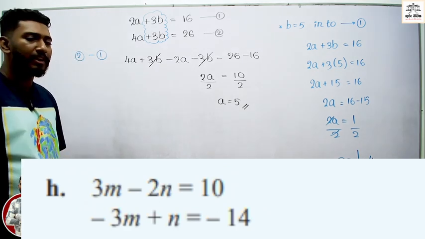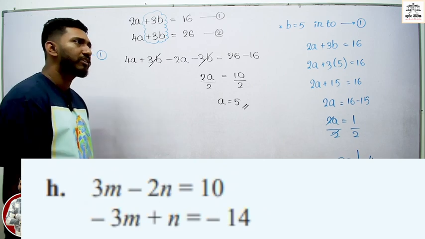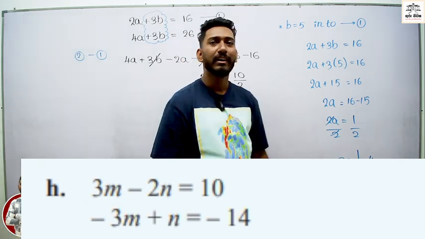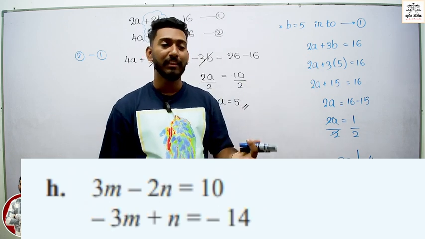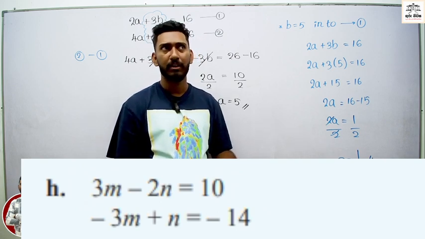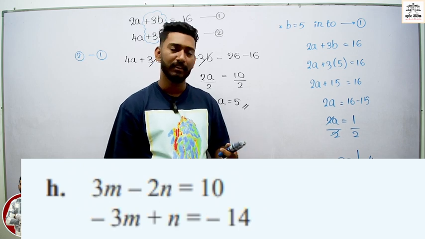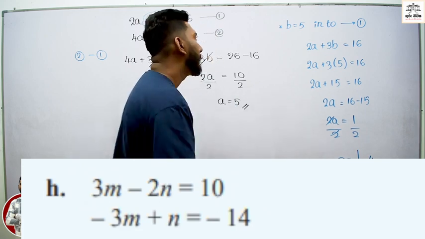3m minus 2n equals 10, and minus 3m plus n equals minus 14. Now the coefficients are equal in the m term, but the signs are different, so we have to add. 3m and minus 3m, different signs, you have to add. That's the method to eliminate it. Hurry up.